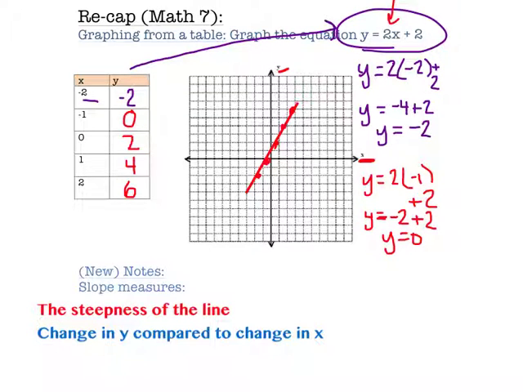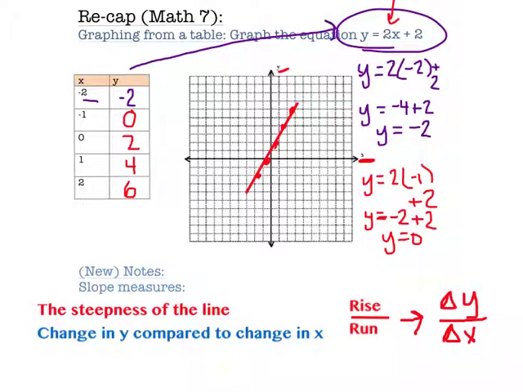And because y moves up and down, you can think of y as the rise of the line. And because x, or the x-axis, moves left and right, you can think of x as the run of the line. So you'll also see slope referred to as rise over run. And the last way that you will see slope represented is this Greek letter delta, the triangle, which means change in y over change in x.